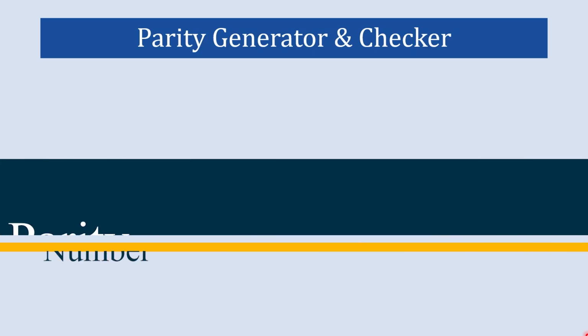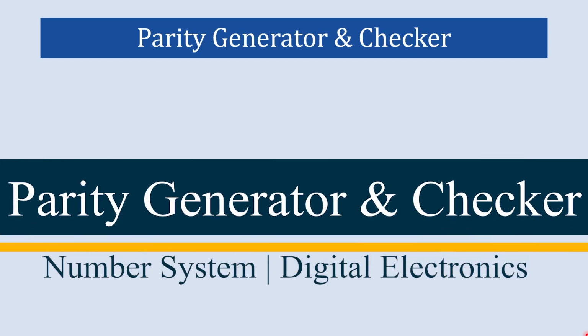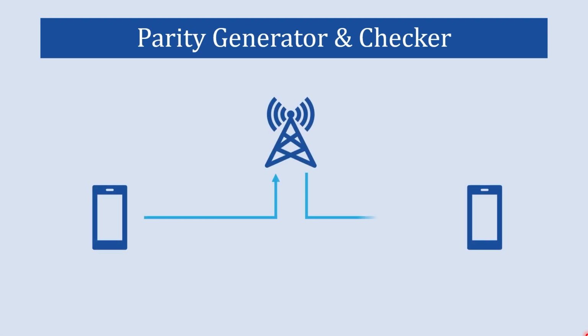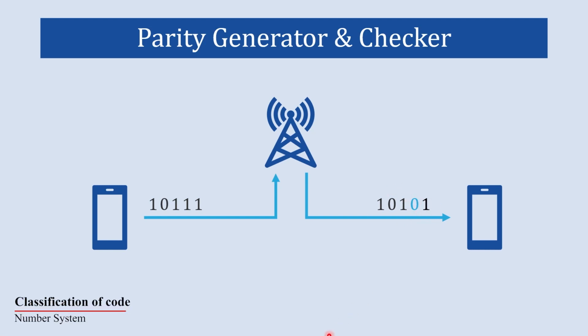Here we are going to learn how to design parity generator circuit and parity checker circuit. When we send our data, due to any noise or any other issue, our data may change or may get corrupted. And in order to detect this type of error, we are using parity code.